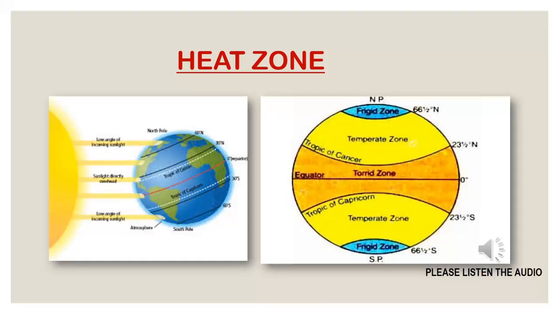The next slide is on heat zones. Heat zones are completely related to latitudes and longitudes, because there are different latitude and longitude numbers on the globe. As we know, the sun never gives its rays and light everywhere at the same time. Due to that, different latitudes get sun rays and light at different times.